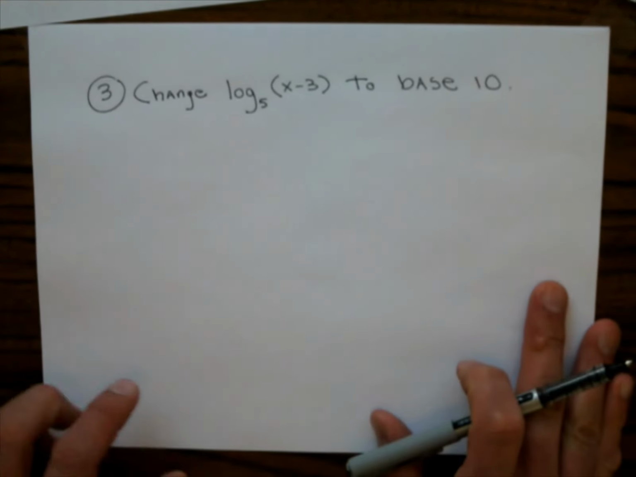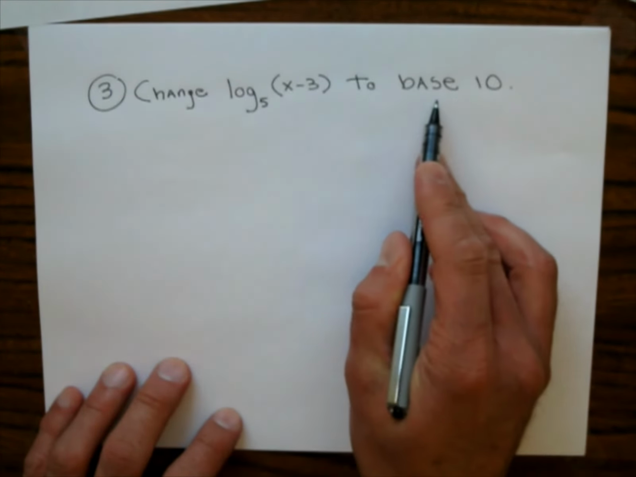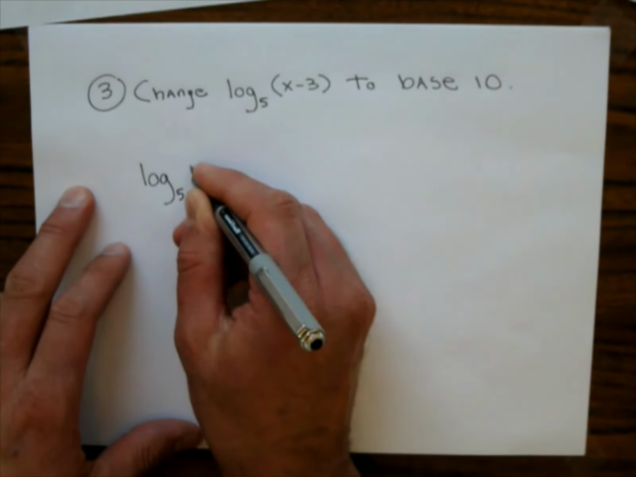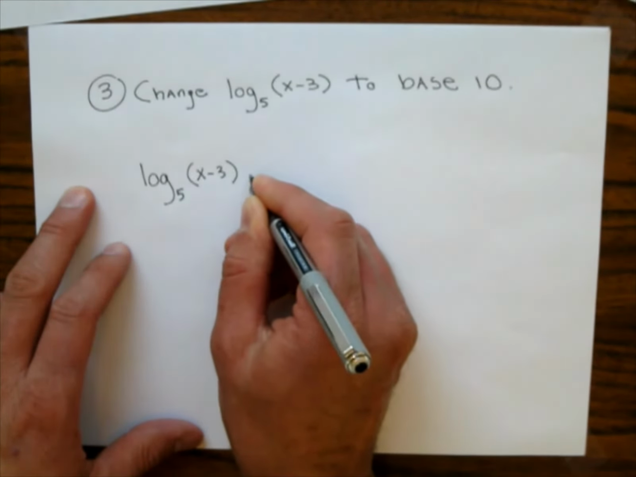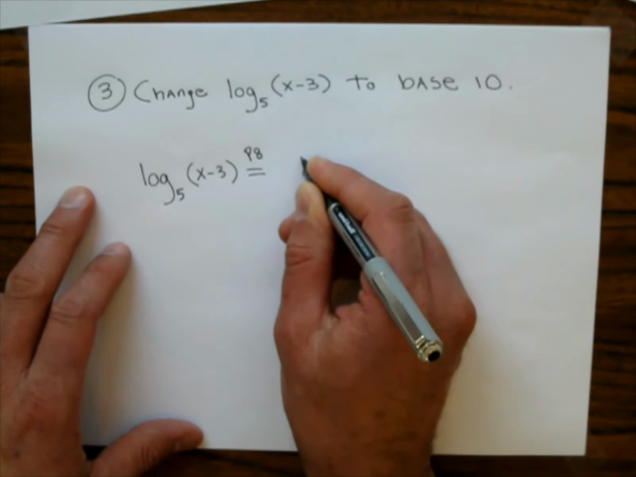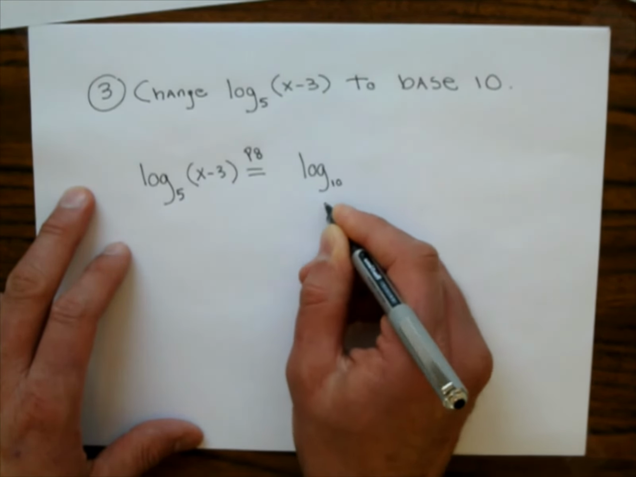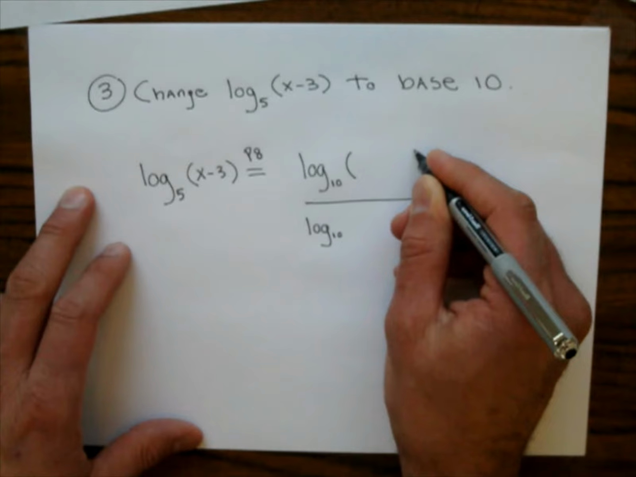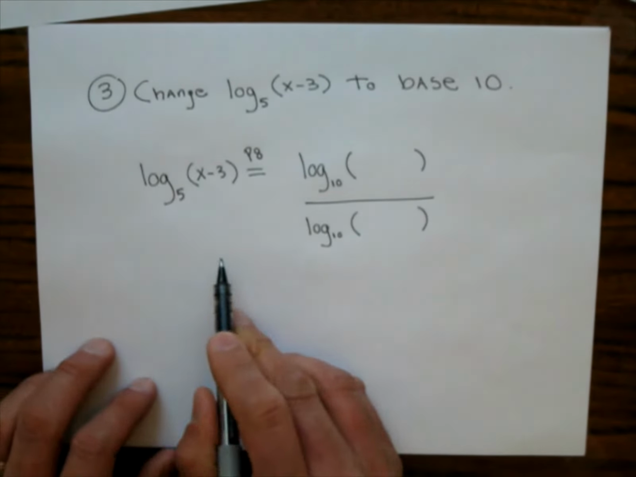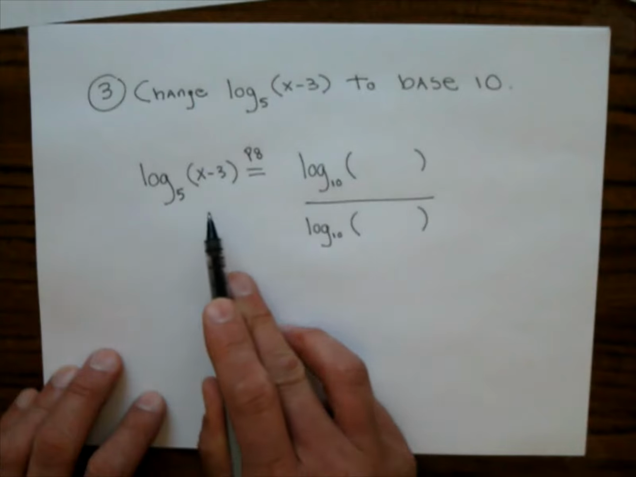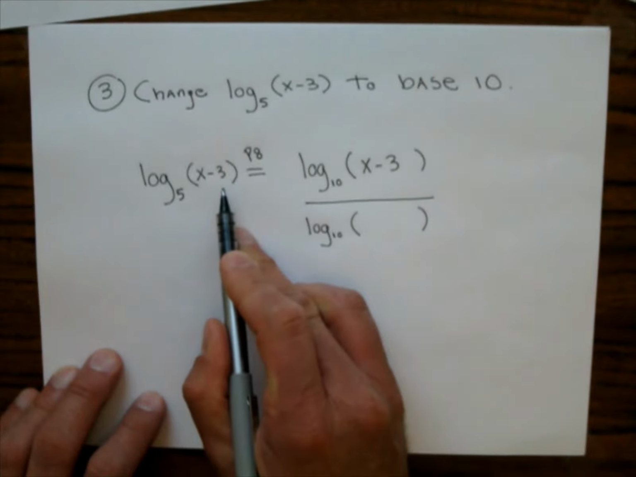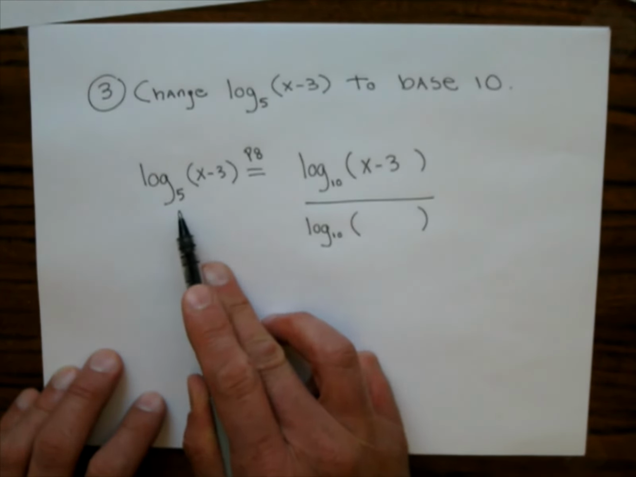Let's do a few more problems here. Change log base 5 of x minus 3 to base 10. So let's use property 8. I want to change it to log base 10. Now I don't have property 8 written here, but let's see if we can remember it. So, changing it to base 10, which one goes on the top? The argument. The one that's above. Which one goes on the bottom? The base.